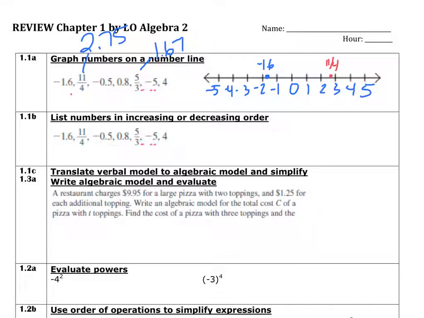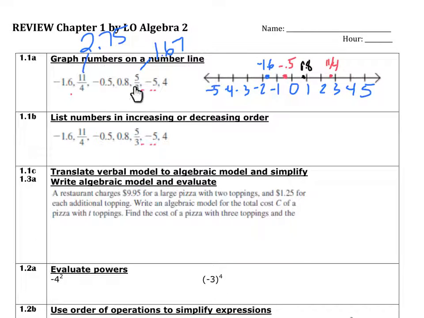So let's put it right about here and label it 11/4 in its original format. -0.5 is going to be between 0 and -1 and right in the middle. So we'll just label that -0.5. Next one is 0.8. That's between 0 and 1 but closer to 1. So we'll label it right there at 0.8.